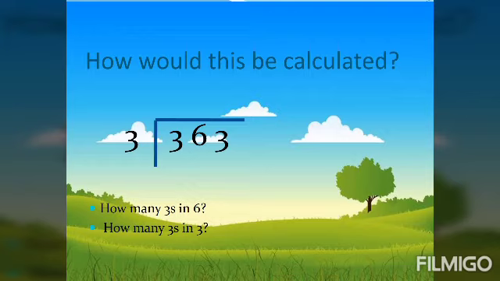We have another example here. The 363 divided by 3 equals 121. Okay.